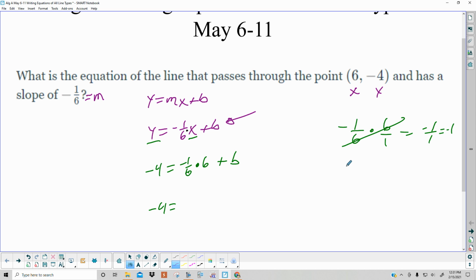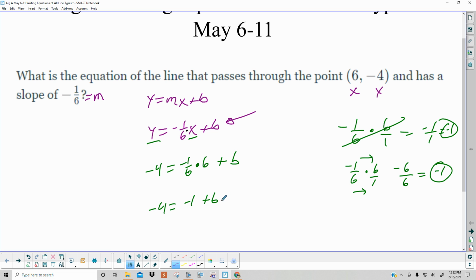Another way to envision this is when you multiply fractions, you just multiply straight across. -1 times 6 is -6. 6 times 1 is 6. -6 over 6 is worth -1. Either way, you're getting -1 for this product. -1 plus b.